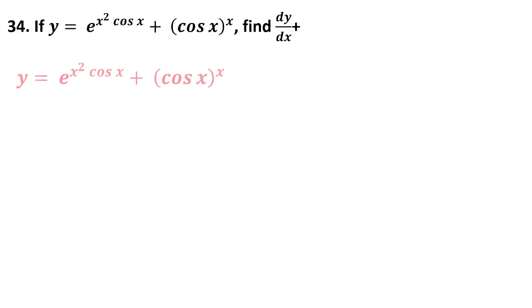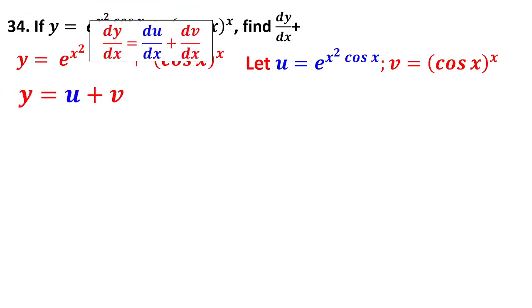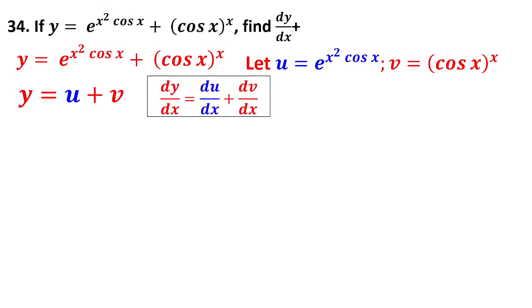Anyway, if y is equal to e power x square cos x plus cos x power x, find dy by dx. Very simple. This cannot be logarithmic, cannot be taken directly. Therefore, taking the first one as u, second one as v, y is u plus v. What is dy by dx? It is du by dx plus dv by dx.